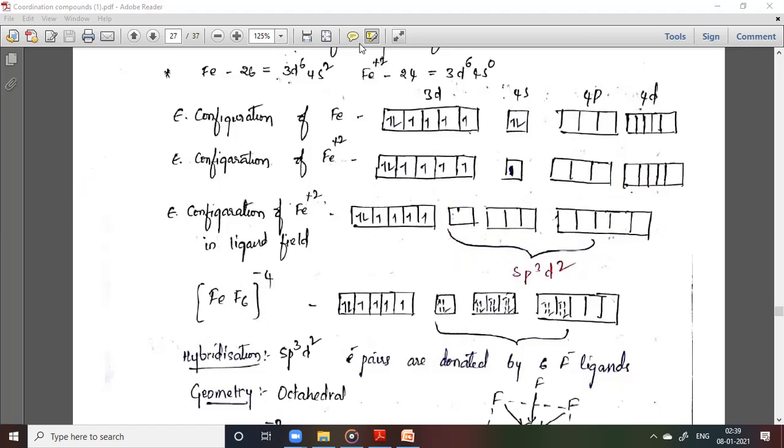So generally we will get sp3d2 hybridization in this way. The sp3d2 hybridization has come for us from here to here. So in this way we can write the hybridization, that is sp3d2. That is very, very important, and this is our outer orbital complex. This we call an outer orbital complex.